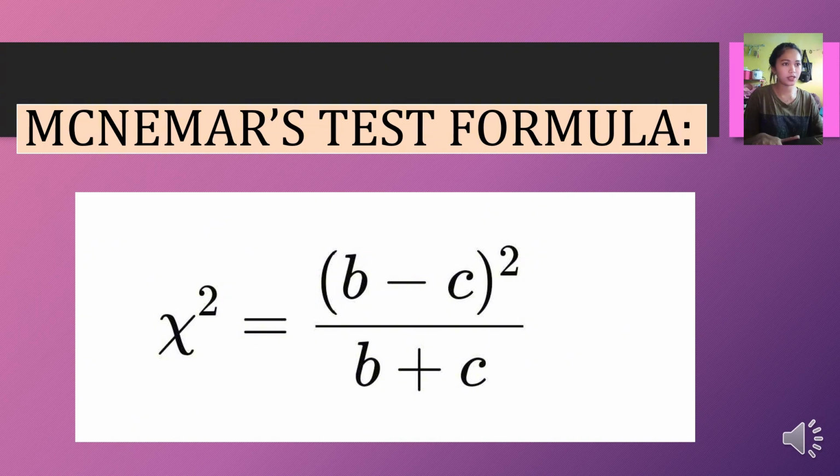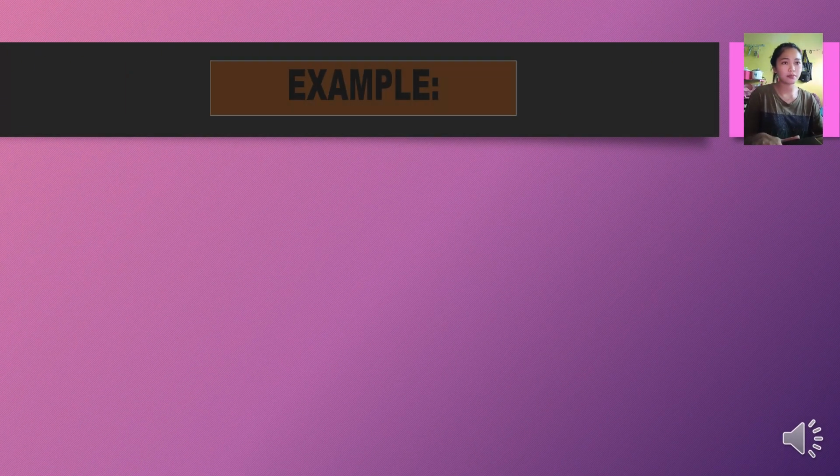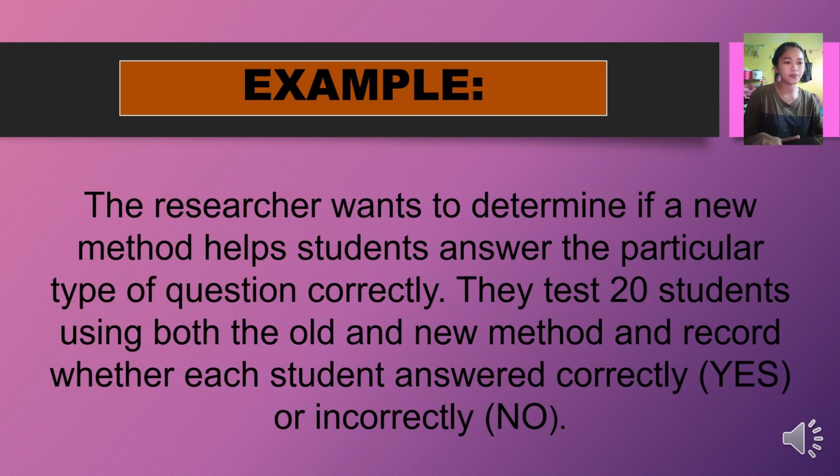So let's proceed to an example so that we can understand it better. So here is the example. The researcher wants to determine if a new method helps students answer a particular type of question correctly. So they test 20 students using both the old and new method and record whether each student answered correctly, which is yes, or incorrectly, which is no.